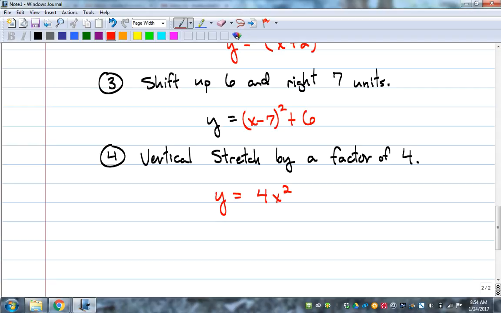The factor is what you multiply by. That's exactly right. Whatever it says the factor is. So if it gives you 4, your equation is a times f of x. 4 is a. Absolutely. That's right.